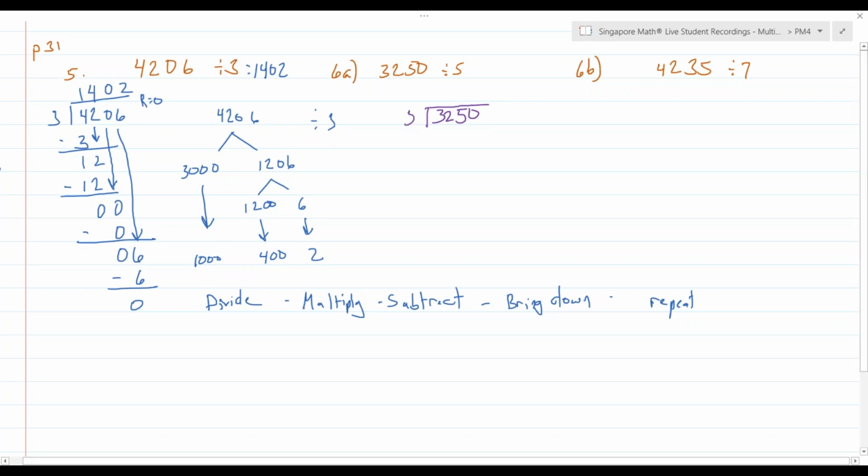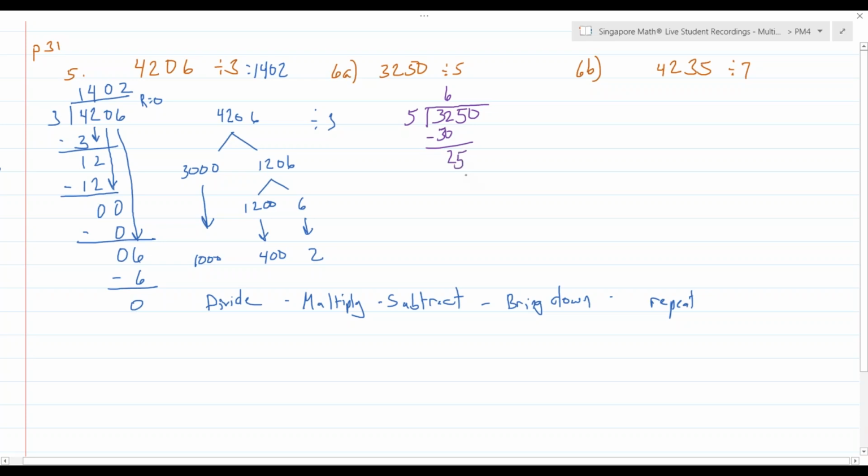3,250 divided by 5. 3 divided by 5 doesn't work. If I have 3 pencils and I have to divide it among 5 children, I cannot give everybody a pencil. So I'm not going to start with 3. I'm going to start with 32. What is 32 divided by 5? Well, at most, I have 6 5s in there. That's the divide part. Then when I multiply 6 times 5 for 30, then I'm going to subtract and get 2, bring down a number of 5.